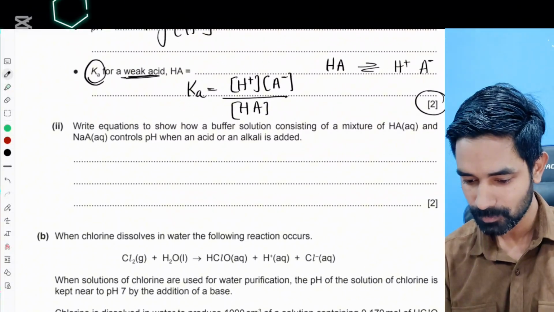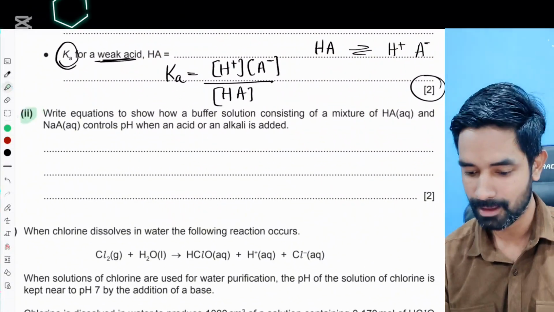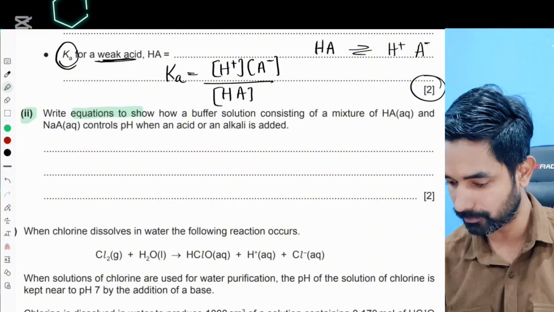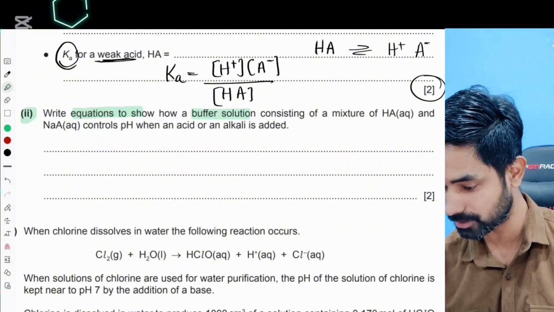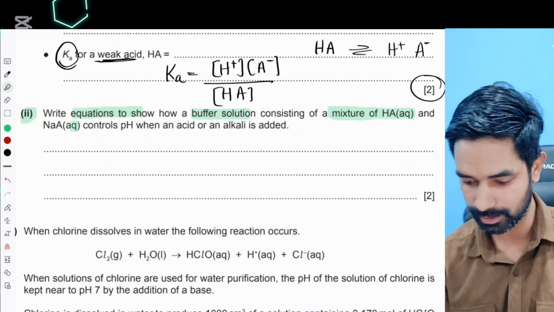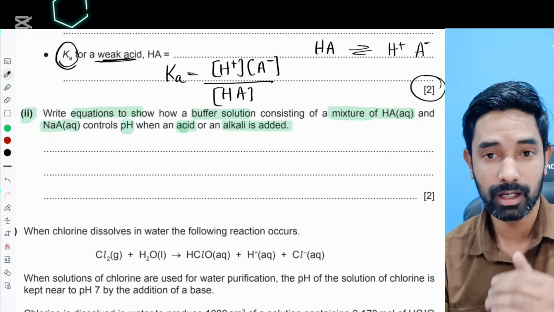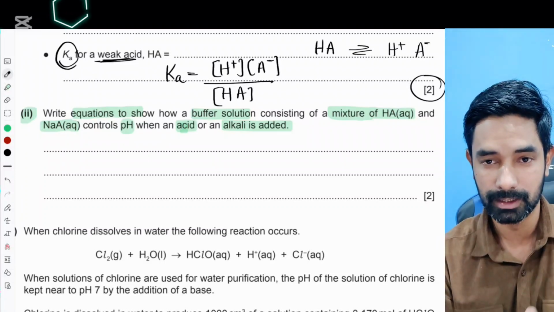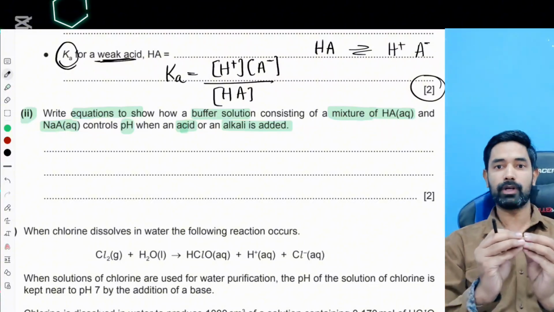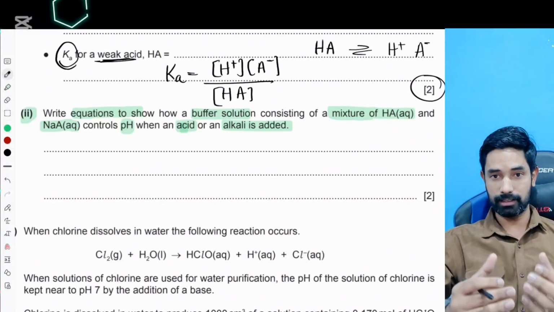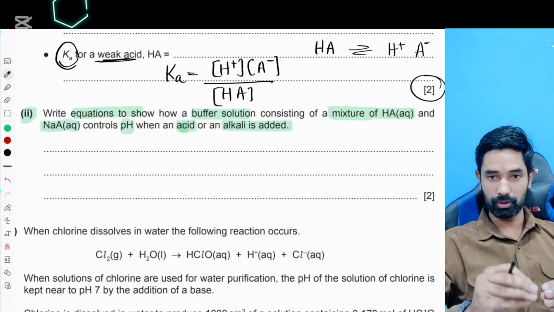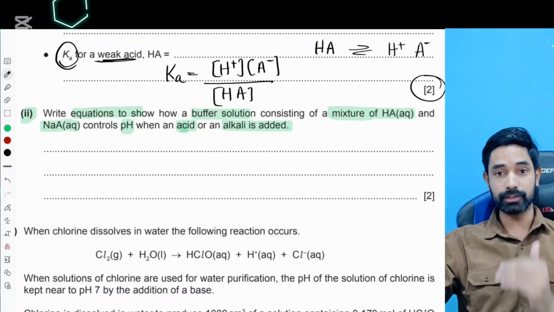So part 2 of the same question. Write equations to show how the buffer solution consisting of a mixture of HA and NaA controls the pH when acid or alkali is added. So we know that a buffer solution is a solution that controls the pH when a small amount of acid or alkali is added. So when you add a small amount of acid or alkali, the pH does not change.